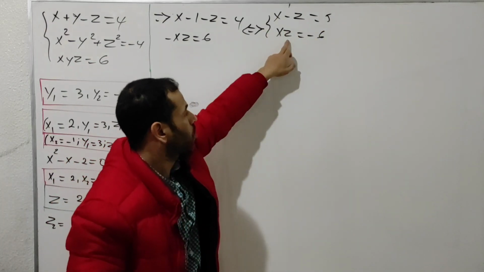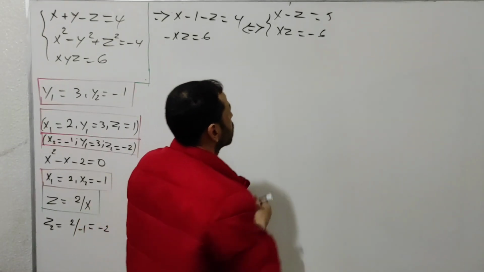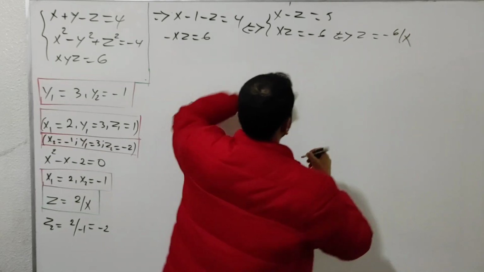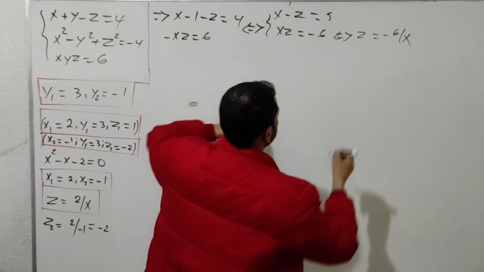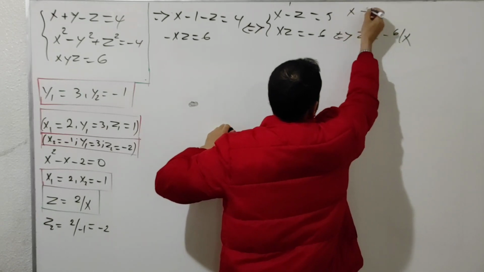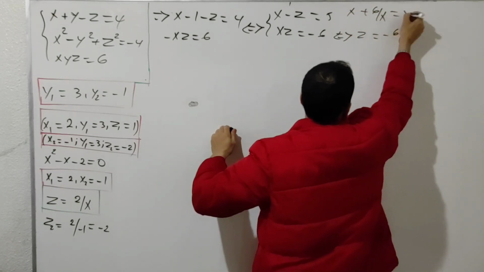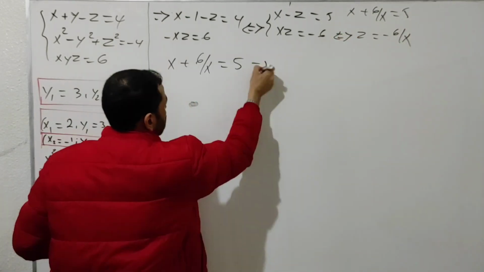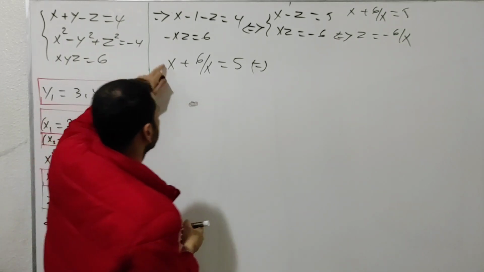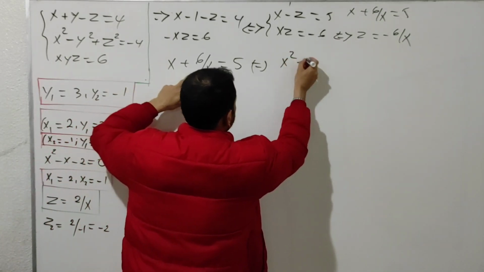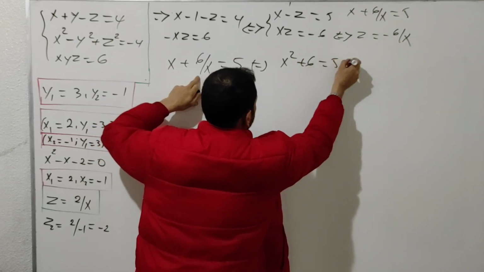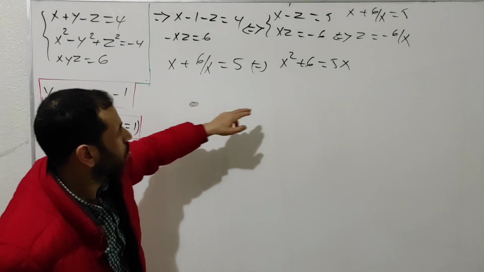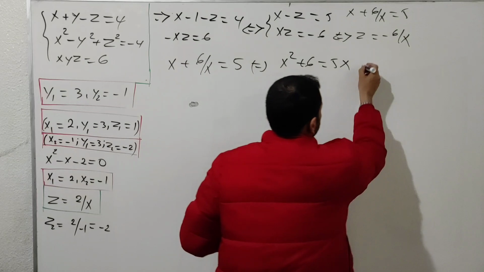Now I'm going to extract z from here and insert it into the first equation. So I will have z equals minus 6 over x. I'm taking this value of z and inserting it into the first equation. I will have x plus 6 over x equals 5. I'm going to simplify this equation. I will have x squared plus 6 equals 5x. I have multiplied both sides by x. So I'm going to take this 5x to the left.